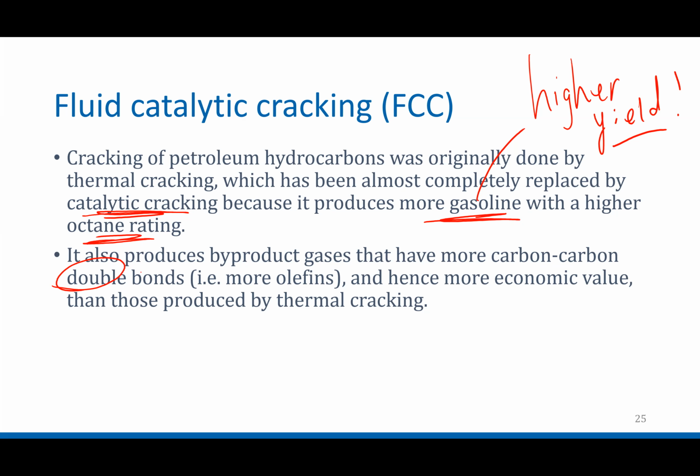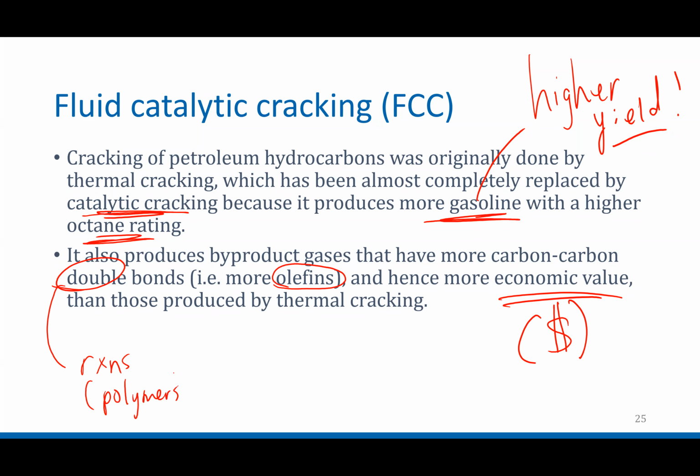Carbon-carbon double bonds in the oil and gas industry, they call them olefins. You might have heard of that in another course. In chemistry, we would call them alkenes. In the oil and gas industry, they might call them olefins. These have double bonds. Double bonded formulas are also very good for making money because you can use double bonds for reactions. So things like polymers, right?